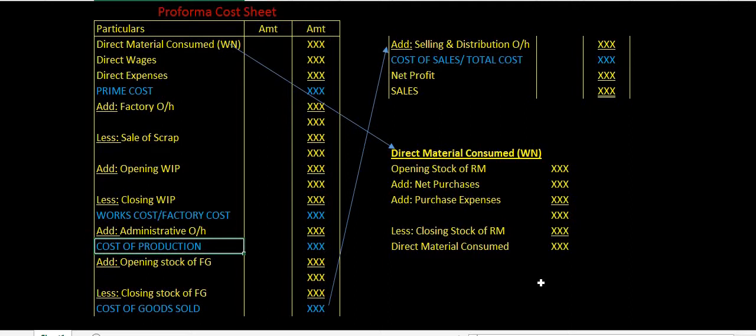However, we need to understand that whatever we produce, we do not necessarily sell it all. So to this cost of production, we add the total cost of opening stock of finished goods, and we deduct the total cost of closing stock of finished goods. Now what we get is called cost of goods sold. This is our cost of goods sold. All right.